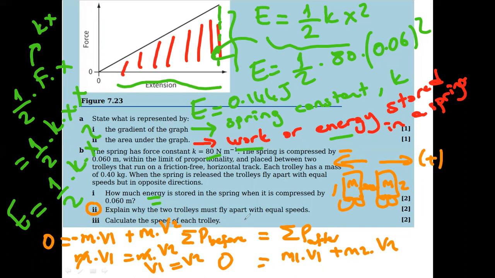Explain why the two trolleys must fly apart with equal speeds. According to the conservation of momentum, they must have equal and opposite speeds to conserve the momentum before and after. Yeah, that's all. We have done that one also.